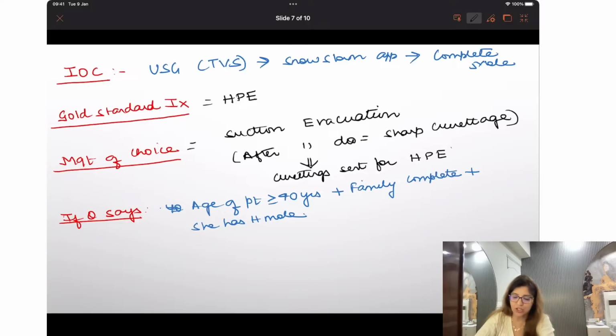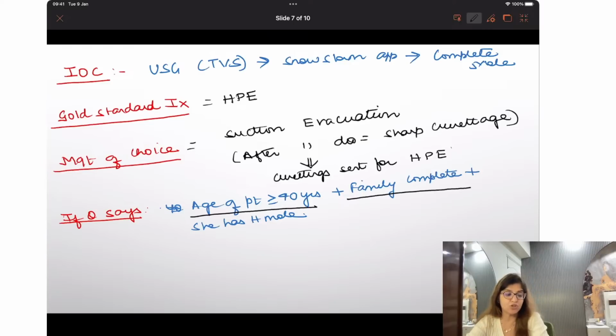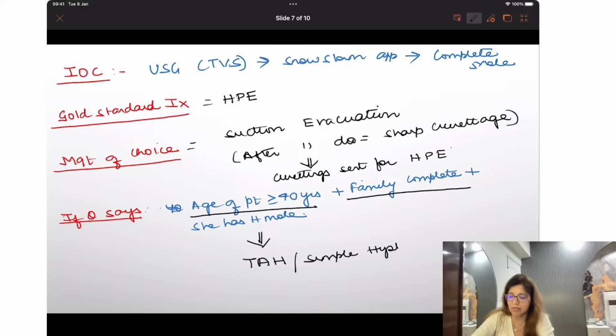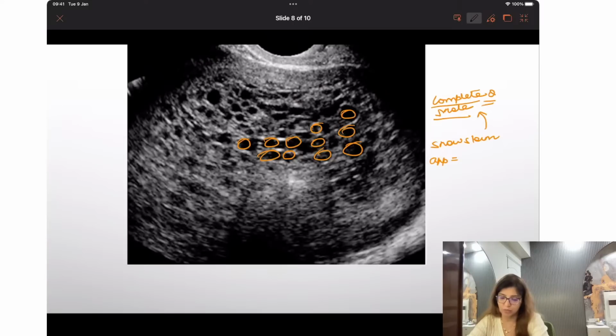Now, if your question says that age of the patient is more than or equal to 40 years and her family is complete, ये दोनों चीजें अगर दी हुई हैं, that age of the patient is more than 40 years and family is complete, then in that case you are going to say that I will do a total abdominal hysterectomy, या जिसको simple hysterectomy भी कहते हैं. In that case, you are going to do a total abdominal hysterectomy or simple hysterectomy, right? This image I showed you is of snowstorm appearance on ultrasound.